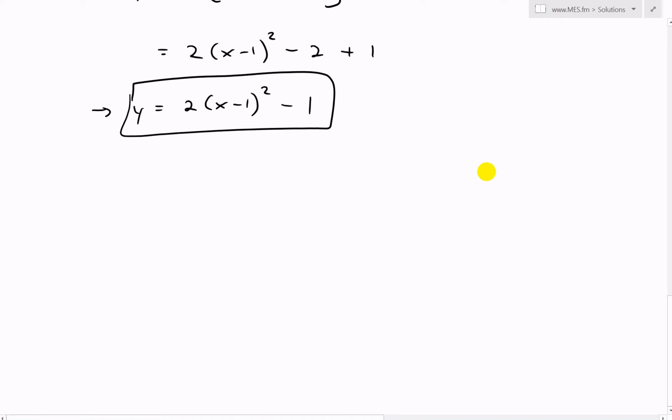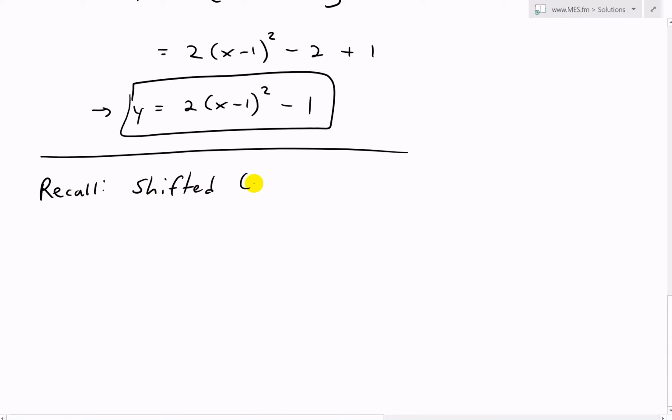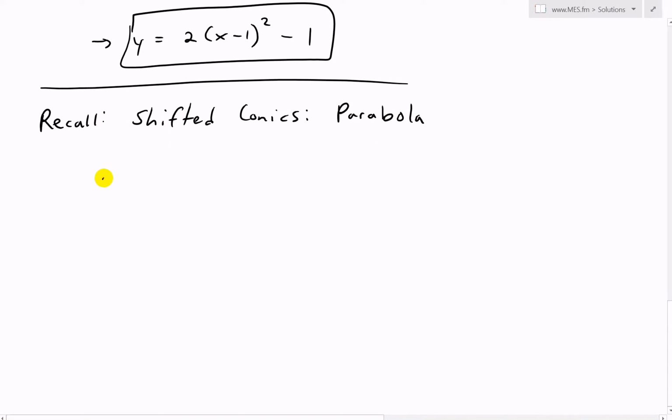Yeah, so now we want to graph this. So what we could do is recall from my earlier video on shifted conics for parabola. On the parabola video, or any of them, they're all pretty much the same thing, but this one's specifically for a parabola. In this case, we have the parabola y equals 2, and just remove this 1 and this 1 as well: y equals 2x squared. This has a vertex of 0, 0. This is just the bottom of the parabola, or the top if it's negative.